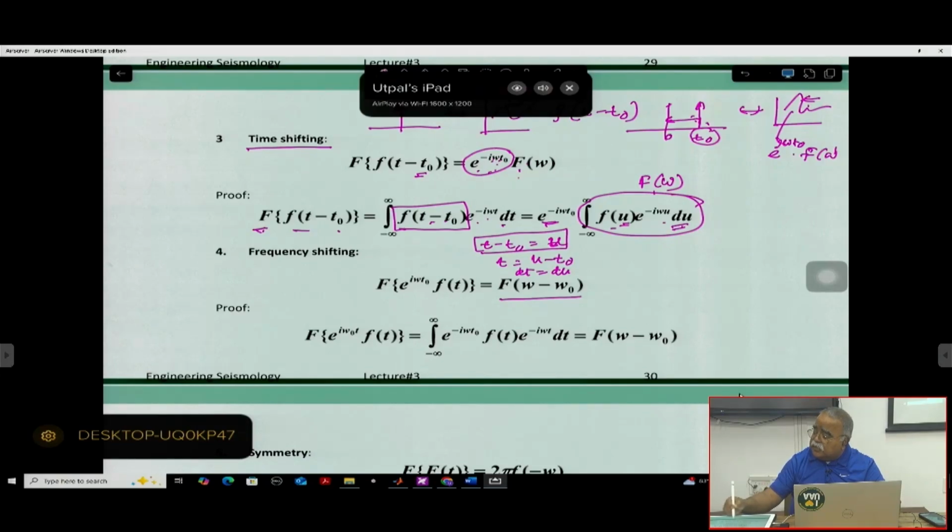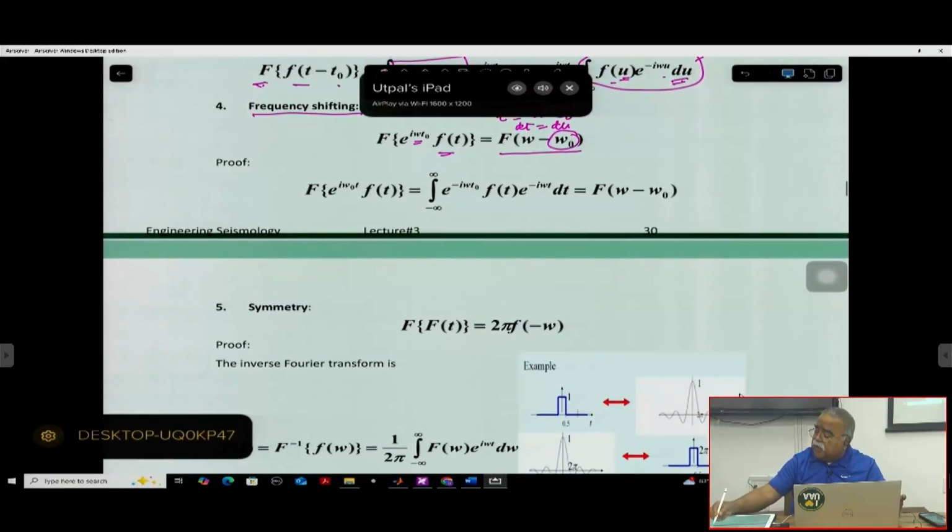If it is frequency shifting, that means just the reverse. If you multiply your time series with e to the power j omega0 t, then in the Fourier domain it will be shifted by an amount of omega0. That's your frequency shifting theorem. We will be using this frequency shifting theorem a lot. You take the Fourier transform of f(t) into e to the power j omega0 t, and this will be equal to F(omega minus omega0).